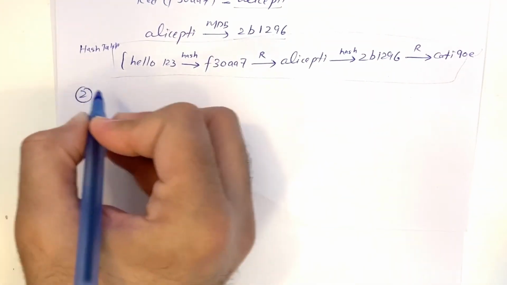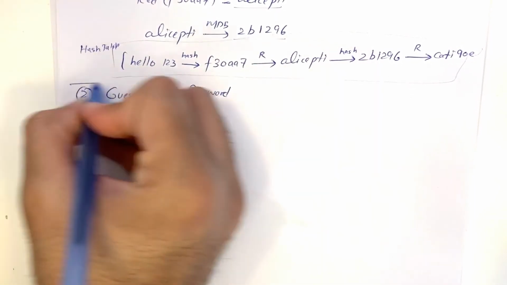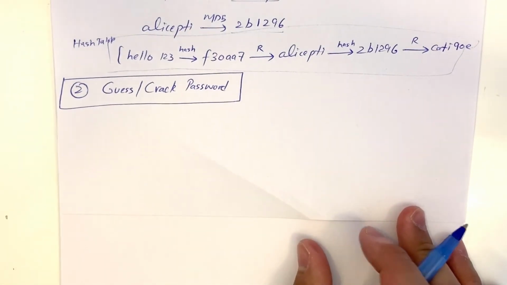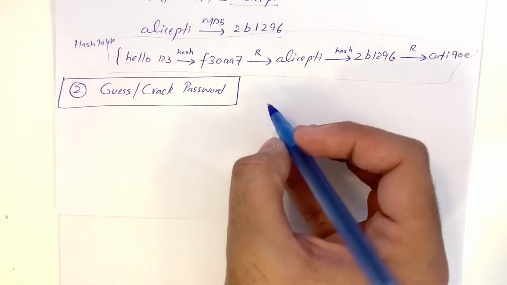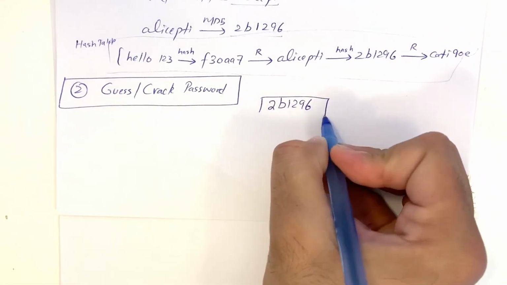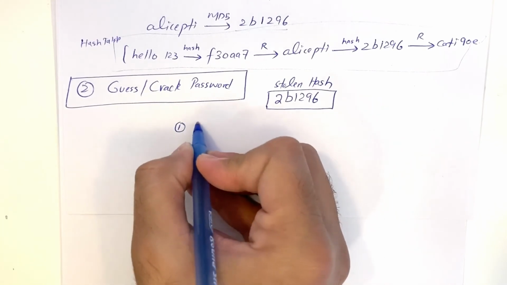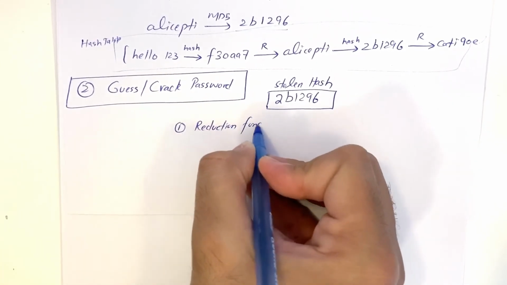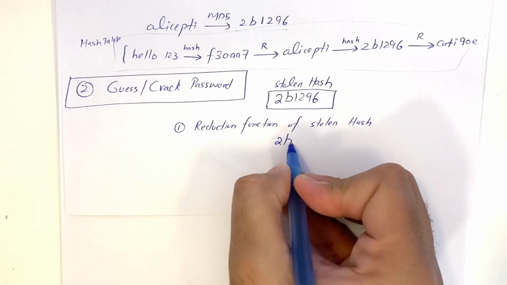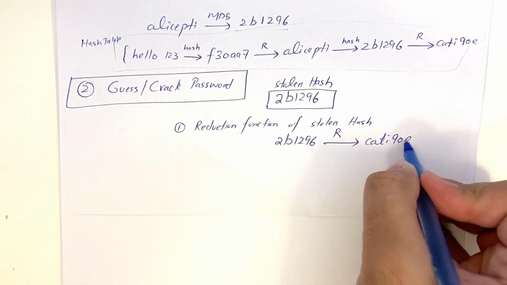Now, in the second step, we will guess or crack the password. So what's basically our second step? We need to steal that hash value. So let's say, for example, we have stolen a hash value, and it is 2B1296. I just want to show you guys, so that's why I took that. So this is our stolen hash. First, we will calculate the reduction function of the stolen hash. If we apply the reduction function to 2B1296, let's say we got cat I90E, something like that, because it's the same reduction function.